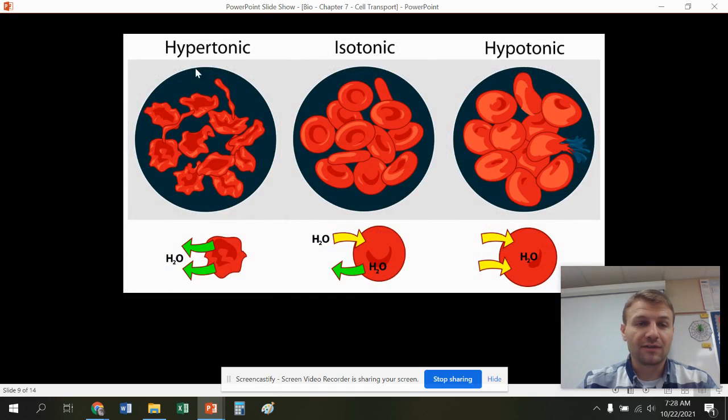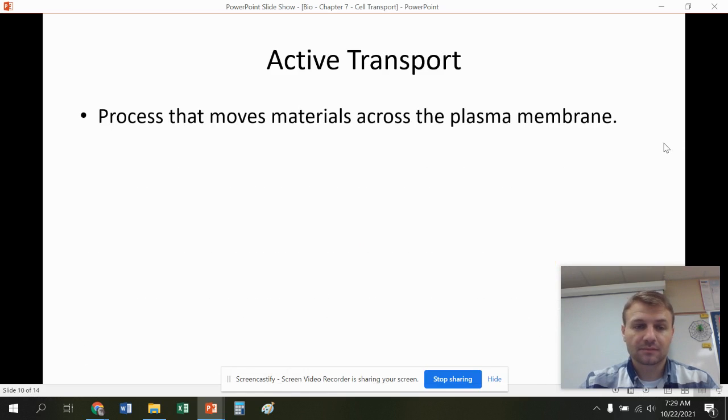Here's what it looks like in real life. You can see the hypertonic solution here. Water's leaving. Isotonic, there's an even amount. And then hypotonic, there's more water going into than out of the cell.